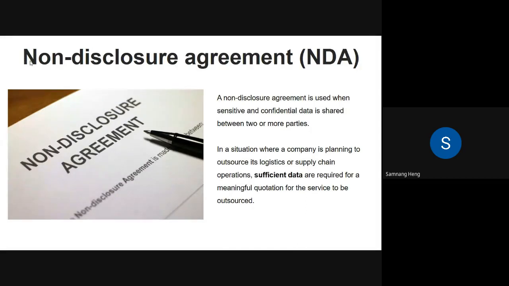Okay, everyone understand this part? Non-disclosure, I mean not supposed to be available to the public. And a non-disclosure agreement is used when sensitive and confidential data is shared between two or more parties. You know, in business, you cannot work alone, right? In outsourcing or whatever, you have to share your company information with your business partner or your outsourcing partner.